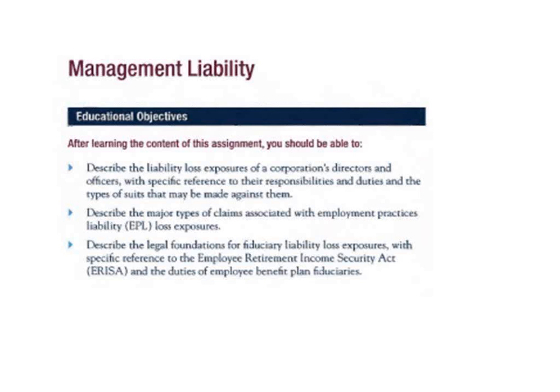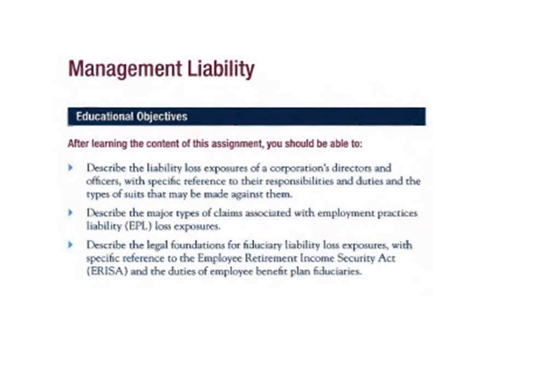So let's head right into chapter 7. So again, it's kind of light, and even the summary was light in the back of the book. But tonight, for chapter 7 on management liability, we're going to describe the liability loss exposures of a corporation's directors and officers with specific reference to the responsibilities and duties and the types of suits that may be made against them. Describe the major types of claims associated with employment practices liability, or EPLI, what it's more commonly known as, a loss exposure. And describe the legal foundations for fiduciary liability loss exposures.